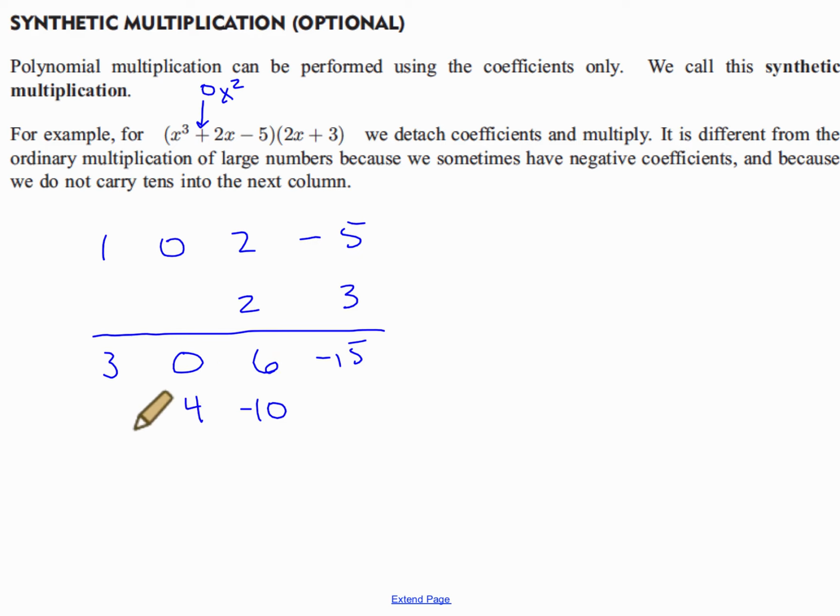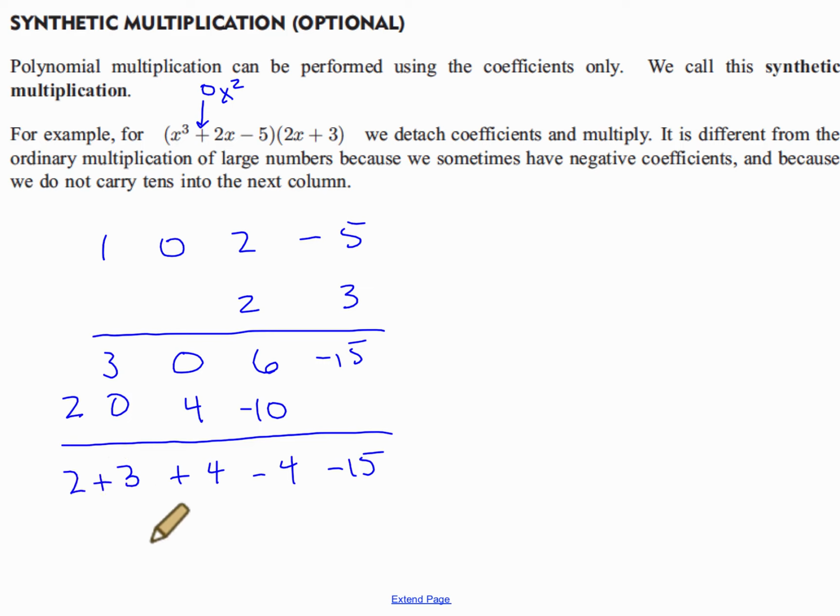2 times 0 is 0. 2 times 1 is 2. And now all we're going to do is add these. Negative 15. 6 minus 10 is negative 4. 0 plus 4 is plus 4. 3 plus 0 is 3. And 0 plus 2 is 2.